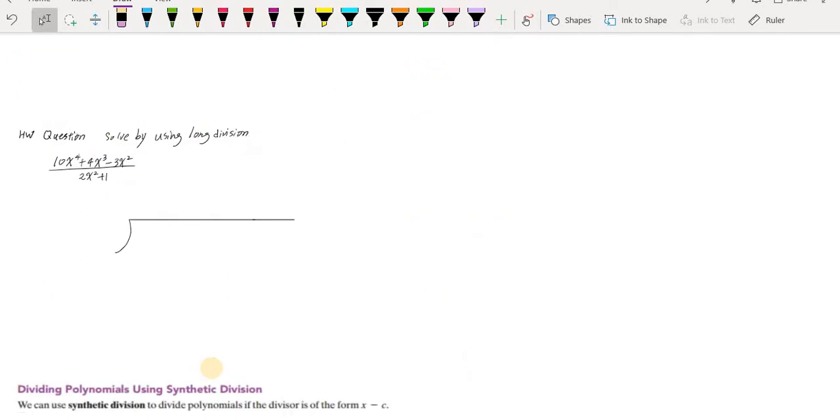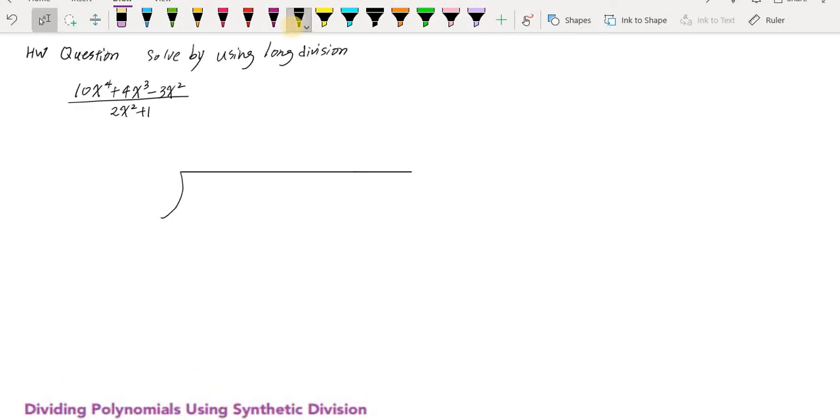So let's go ahead and try this one. This is a homework question. I always have students struggle with this type of question. I'm going to do this a little bit quicker. So we have 10x to the fourth power plus 4x to the third power and then minus 3x squared. But remember, you have to fill in all the missing terms. That means we actually have to add 0x and then plus 0.